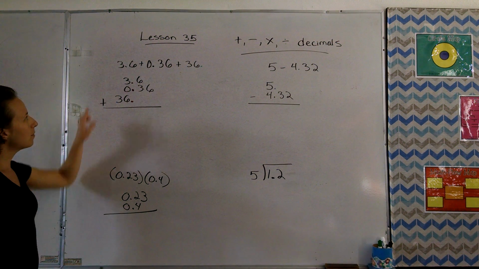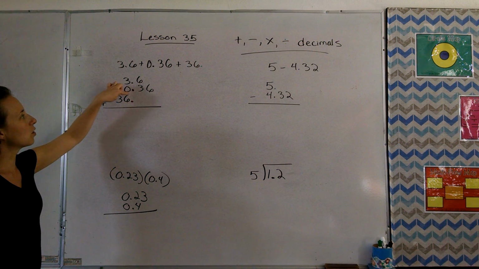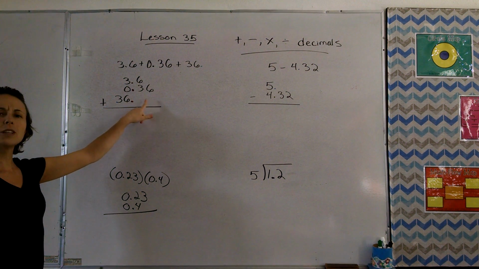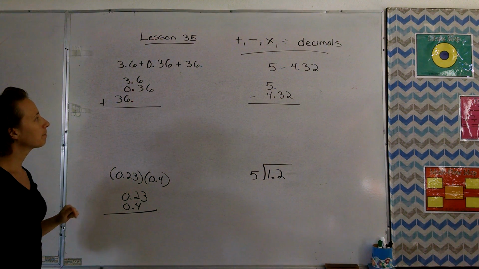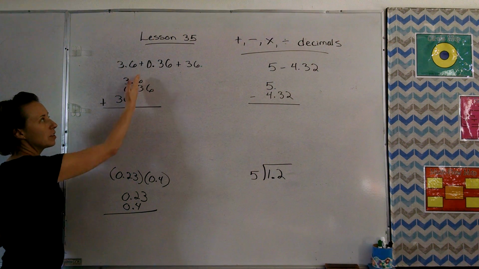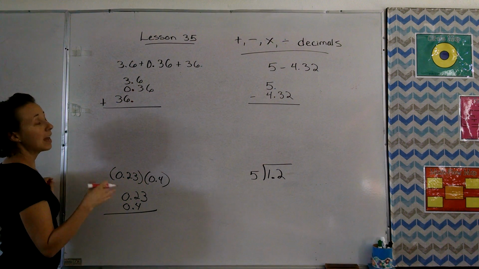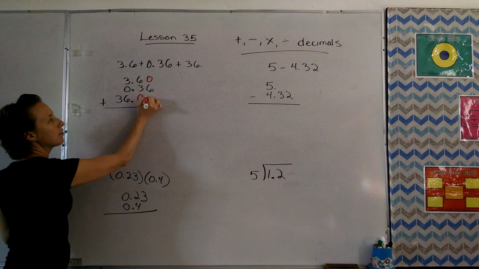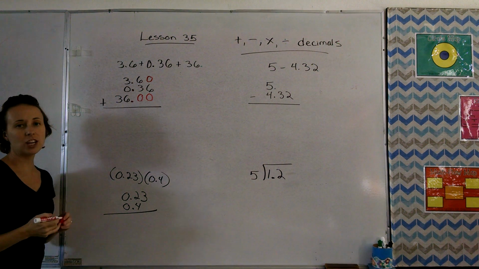Sometimes I put it in to help me. Okay, so I've lined them up, 3.6, 0.36, and 36. I have these weird spaces now. Do you see that? If they don't bother you, you can just add and consider the spaces to be 0. If they do bother you, and you'd rather see the zeros, you could add zeros after a decimal point without changing the value.